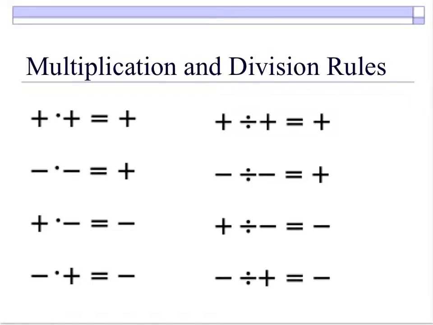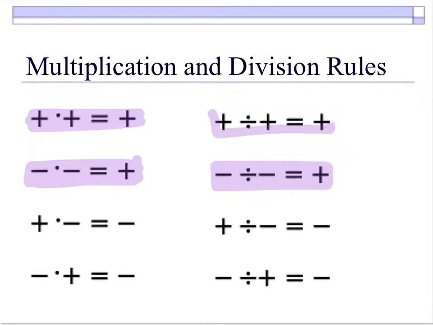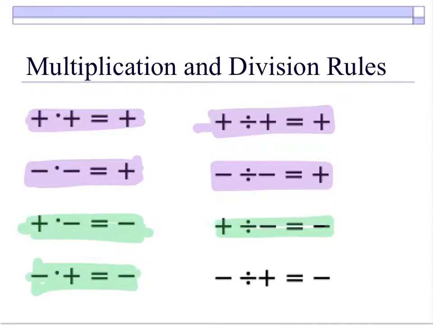Looking at this, you can see that whenever the sign is the same, it's positive. Two positives make a positive, two negatives make a positive. Whether you're multiplying or dividing, when the sign is the same, it's a positive. When the signs are different, it's a negative. Whether you're multiplying or dividing, the signs are different, the final answer, your solution, is negative.